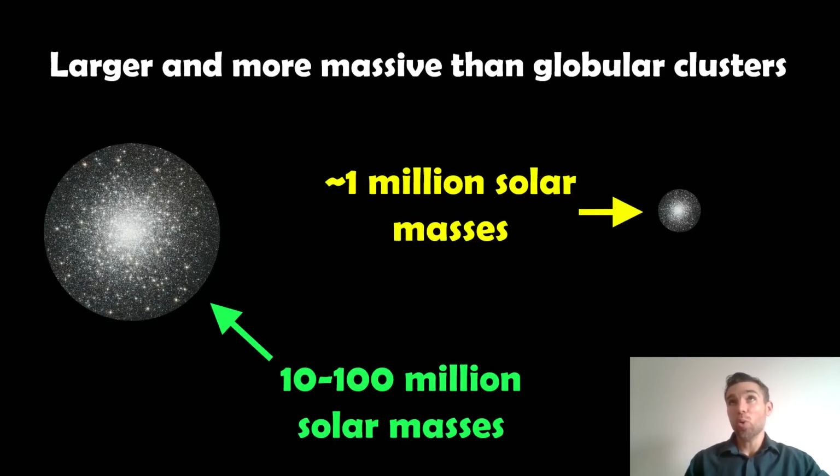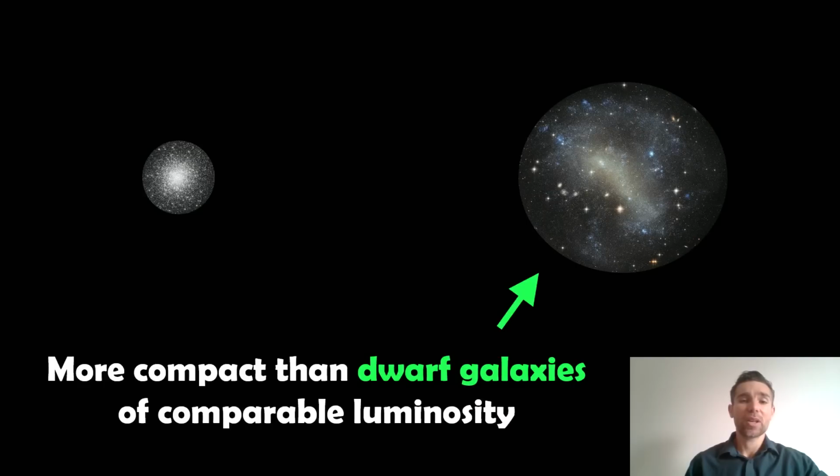So an ultra compact dwarf galaxy may have upwards of 10 to 100 million solar masses, whereas a globular cluster might be up to like 1 million solar masses. So they could be 10 or 100 times more massive than a globular cluster. That then makes it basically a galaxy as opposed to just a cluster. So these are more significant and larger structures than a globular cluster, but they are fairly similar in their structure and the fact that they are these dense clusters of stars.